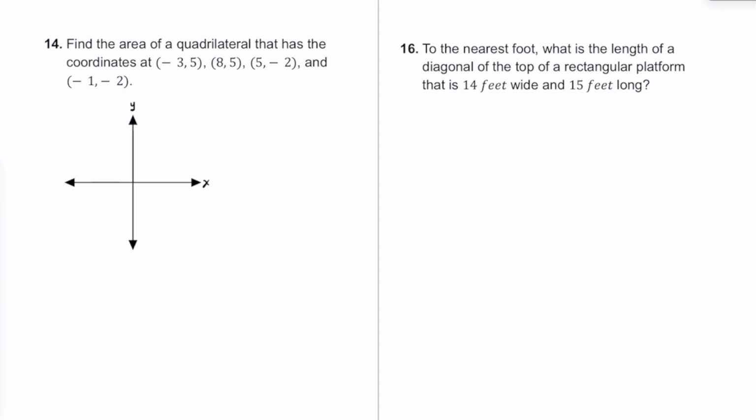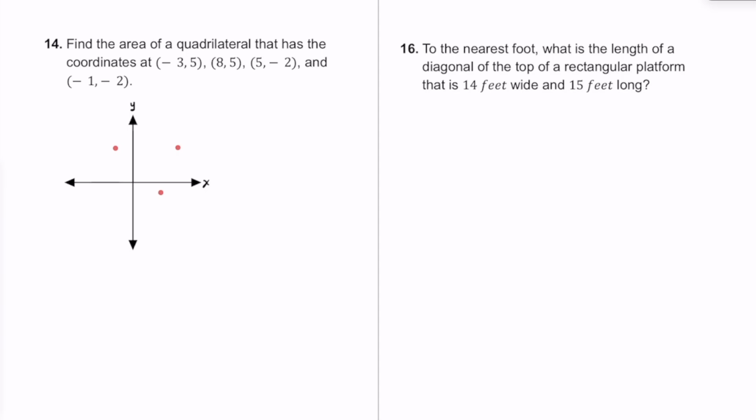All right, so just so we can visualize this a little bit better, negative 3, 5 would be maybe somewhere here in quadrant 2. 8, 5 would be over here in quadrant 1. 5, negative 2 would be somewhere over here, somewhere in quadrant 4, which would be down here. And then we have this last point of negative 1, negative 2, which would be maybe somewhere in quadrant 4.